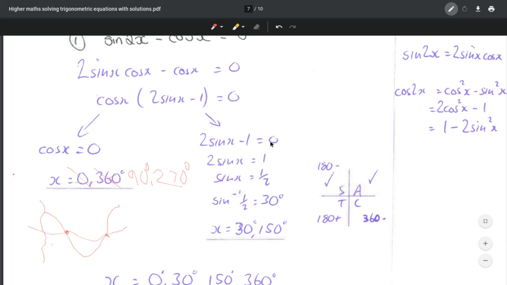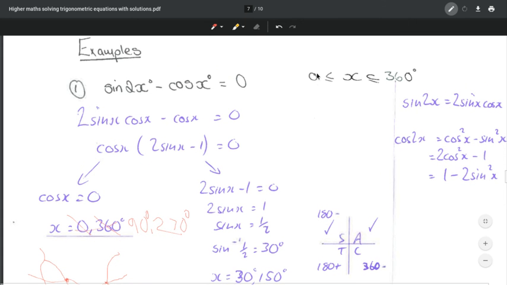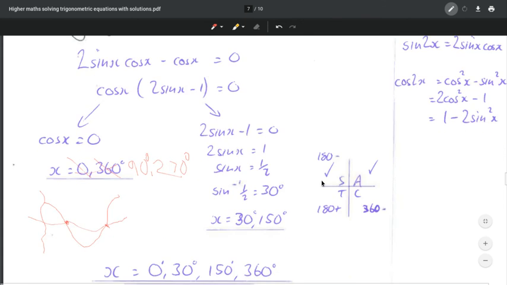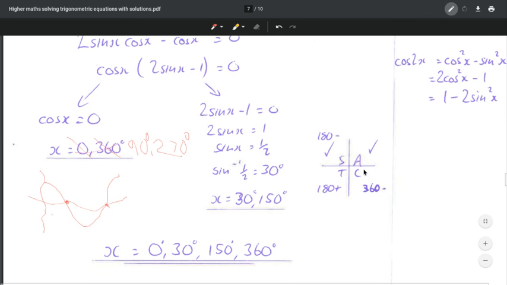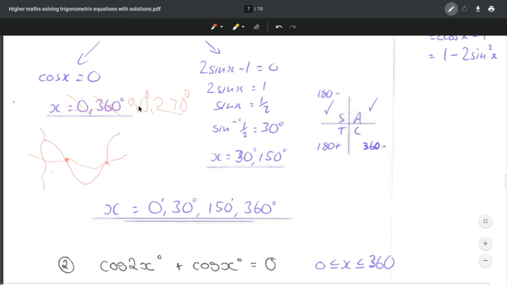So 2 sine x minus 1 equals 0. Add 1 to both sides, divide through by 2. Find the inverse sine of 1/2. Remember, we are working in degrees. As it says, 0 is less than or equal to x, less than or equal to 360 in the question. So from our ASTC diagram, I'm looking at 30 degrees or 180 minus 30 degrees. So 30 and 150.